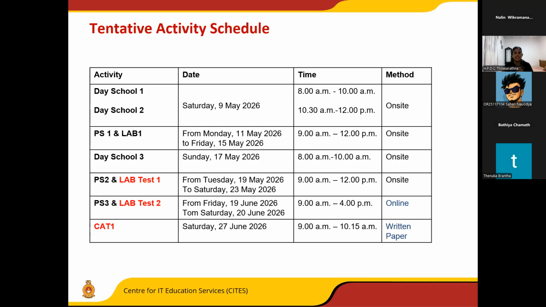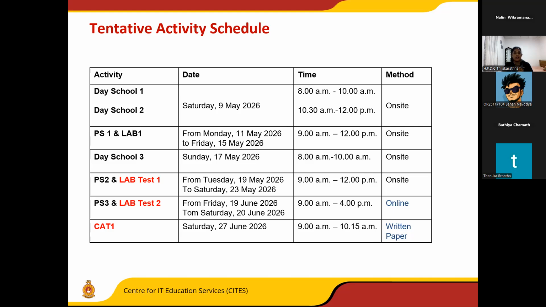So this is the tentative academic activity schedule. This may be changed, or we will inform you of the activity schedule through the LMS. But for now, this is the activity schedule. So as I mentioned before, day school 1 and day school 2 will be conducted on the same day on site, and later a practical session and a lab.